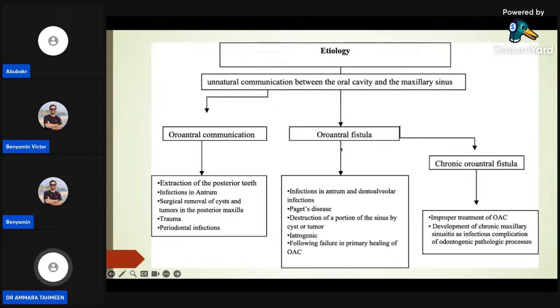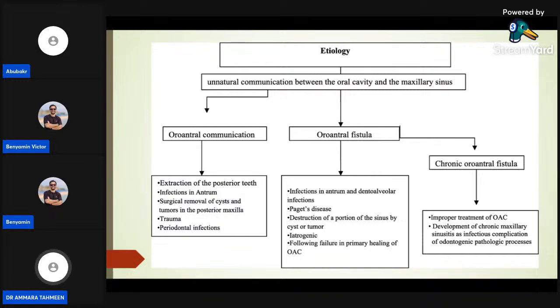So when is it called oro-antral fistula? Any oro-antral communication, if not treated within 24 to 48 hours, starts to mucosalize. Epithelialization of the oro-antral pathway takes place, and it forms a fistulous tract which becomes a permanent opening between the oral cavity and the maxillary sinus. So what are the causes of oro-antral fistula?